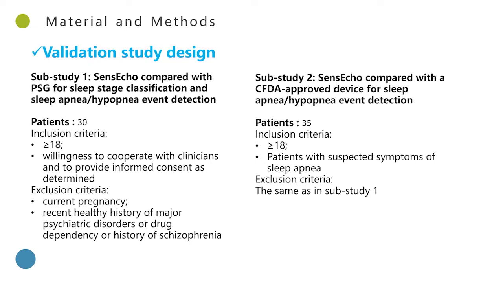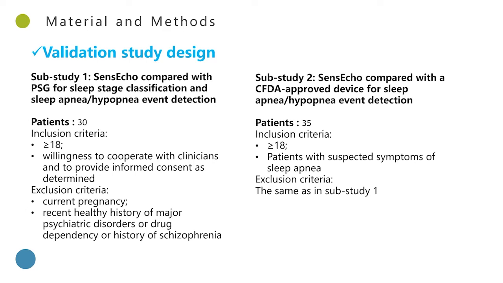A total of 30 participants who were suspected of sleep apnea in a respiratory clinic and met the inclusion and exclusion criteria were enrolled in sub-study 1. Before further analysis, clinicians first determined the sleep and wake points from the PSG data to extract the valid sleep duration. Every 30-second epoch of the sleep duration was then manually classified by clinicians into four categories. Apart from sleep state classification, we also compared sleep apnea or hypopnea event detection by SensEcho with PSG.